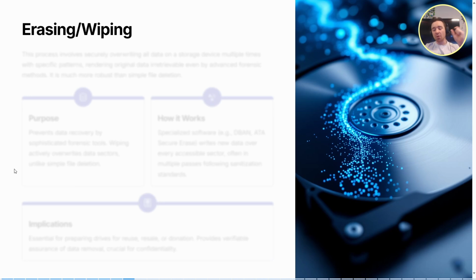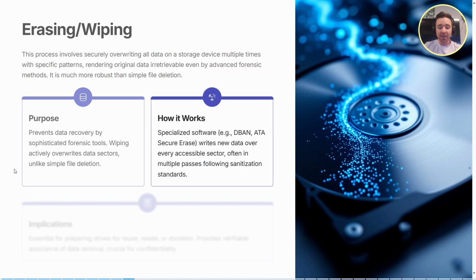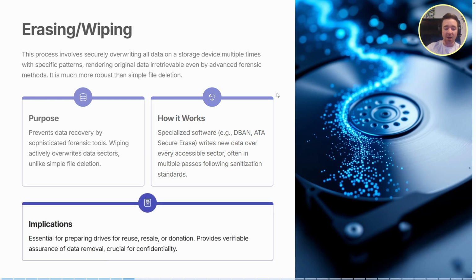This is the most secure method of sanitizing our data. So this involves securely overwriting all data on the storage device multiple times with specific patterns, rendering original data completely irretrievable. Generally, we are doing this using specialized software. You don't need to know the names of this software. You just need to know that erasing or wiping is the most secure method by completely overwriting all data using specialized software. This is the most effective method of sanitizing our data.